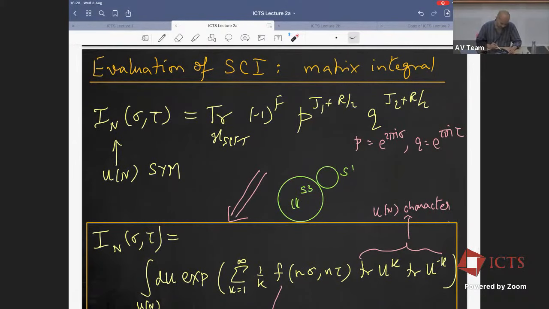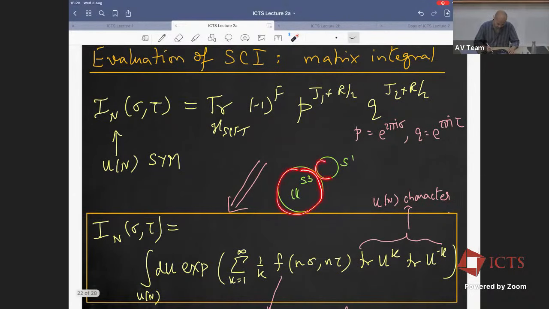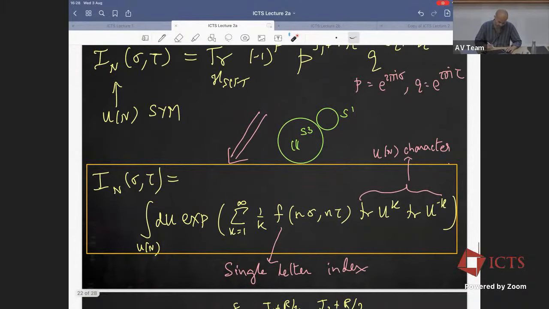So let's now take U(N) super Yang-Mills theory. And what we want to calculate is this: the trace of (-1)^F, p to the (j1 + r/2), q to the (j2 + r/2). So p and q are the exponentials of sigma and tau. And you want to put this on S3 times S1. And the answer is as follows.